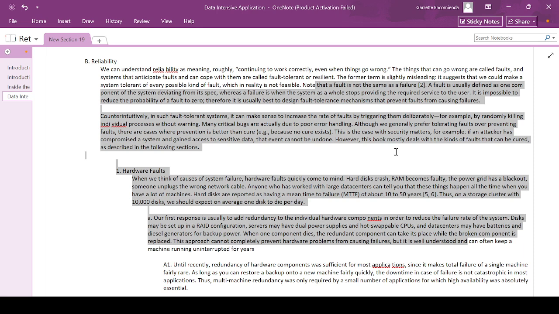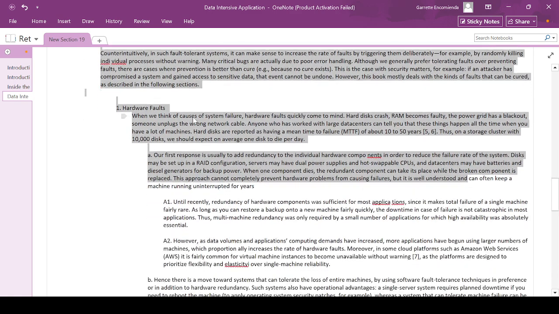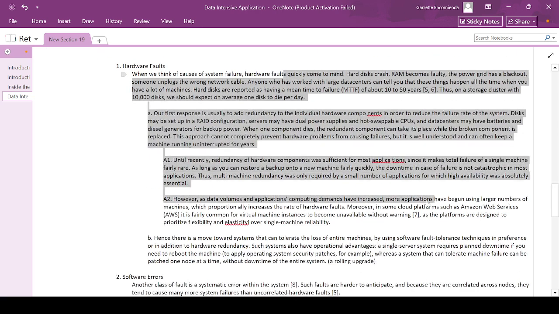Hardware faults. When we think of causes of system failure, hardware faults quickly come to mind. Hard disk crash, RAM becomes faulty, the power grid has a blackout, someone unplugs the wrong network cable. Anyone who has worked with large data centers can tell you that these things happen all the time when you have a lot of machines. Therefore, it is expected for you to prepare for this.